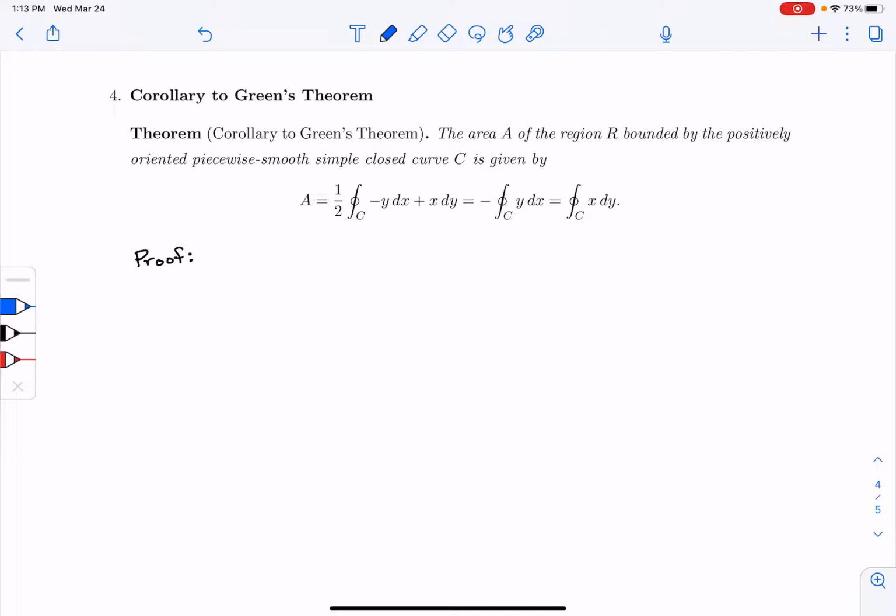So why is this the case? A corollary to a big theorem like Green's theorem is often something that you can conclude fairly quickly from Green's theorem or from the initial theorem.